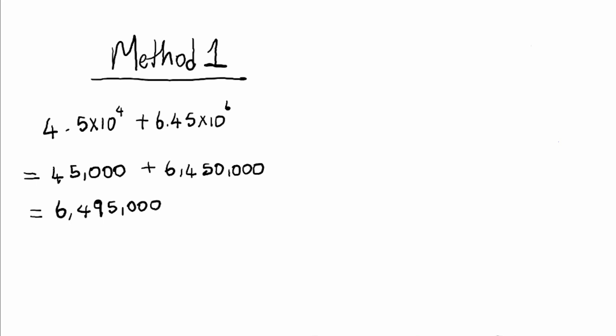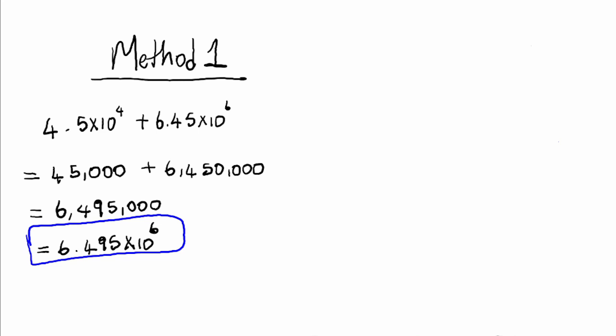Now, we're not done yet. Since we have our answer now, we'll have to go ahead and convert it back to standard form. Converting it back to standard form, we'll end up with 6.495 times 10 to the 1, 2, 3, 4, 5, 6th power. And this right here would be the final answer, 6.495 times 10 to the sixth power.